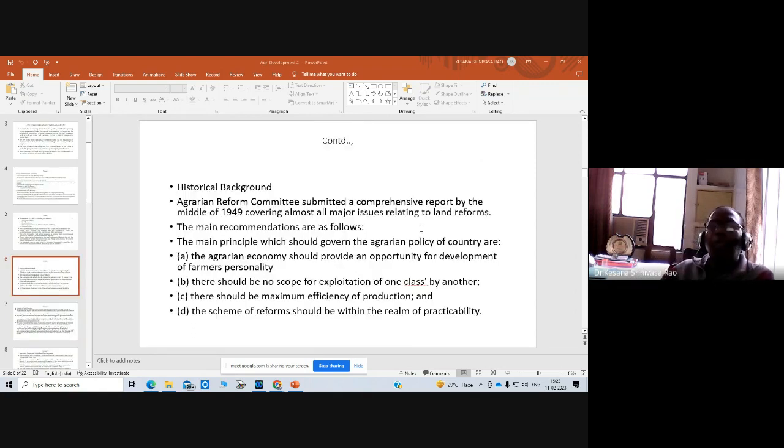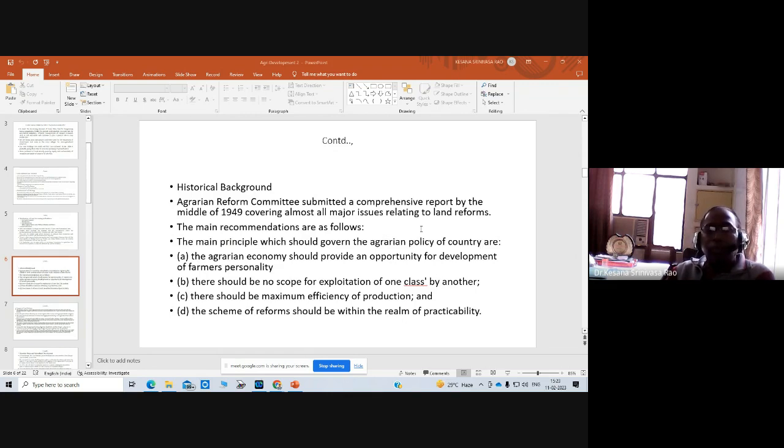Then the historical background of the land reforms, if we can see that, so that is what I am talking about. In 1949, the Agrarian Reform Committee submitted a comprehensive report by the middle of 1949 covering almost all major issues relating to land reforms. What are the major issues?